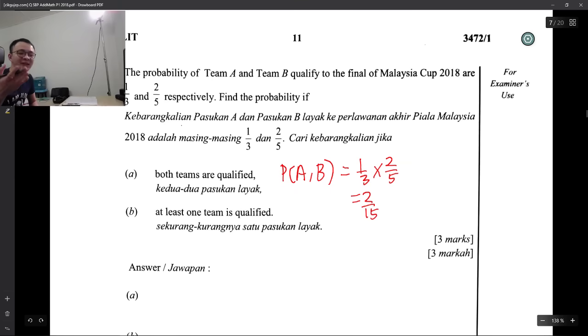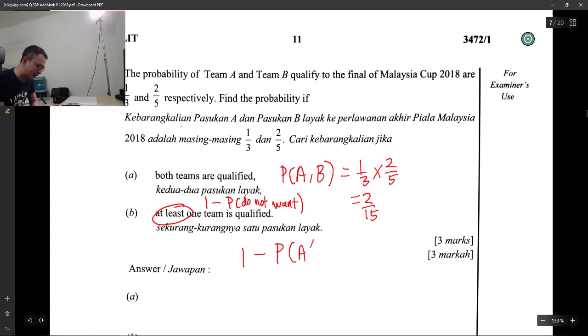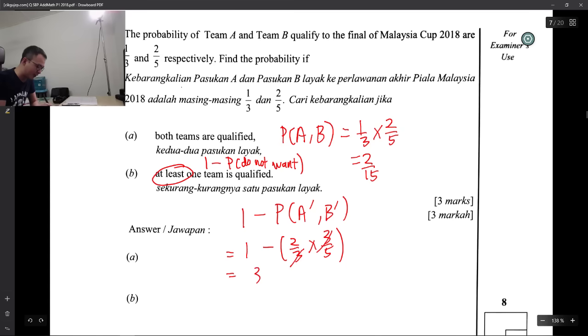Okay, at least one team is qualified. When I see the words at least, I will use 1 minus the probability I do not want. Okay, this is a faster way of doing this. So at least one team is qualified. So what do I not want here? I do not want both teams to be disqualified. So therefore, I do not want team A disqualified and team B disqualified. So I will use 1 minus. A disqualified will be 2/3. B disqualified will be 3/5. So if I minus them, I should be able to get 3/5.